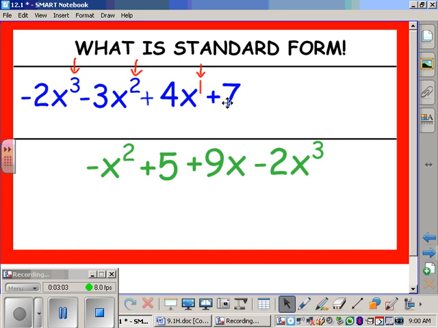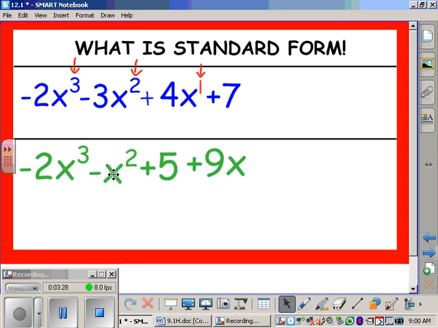Let's try the same thing with our second polynomial. Which of the terms, the negative x squared, the 5, the 9x, or the negative 2x cubed would come first? Hopefully you can see that it's the negative 2x cubed because its exponent is the largest. What would come next? The negative x squared, and it's already in the correct place because its exponent is 2.